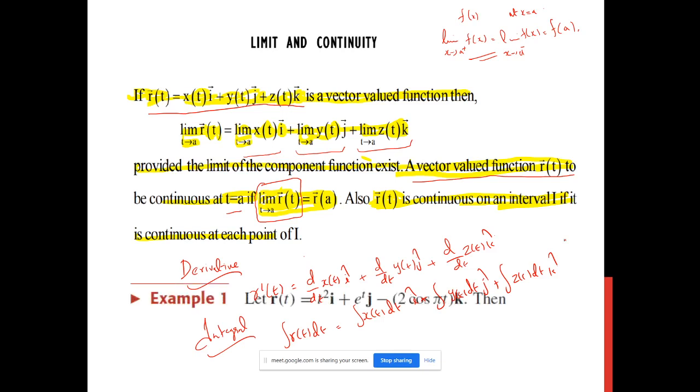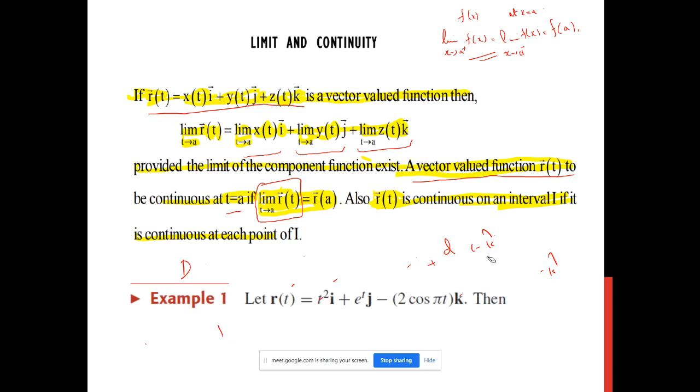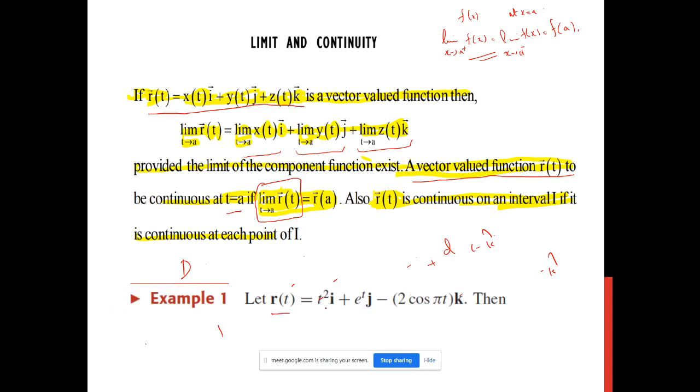Okay. So let me take an example. So let me clear this. So now we will do a few examples. So example, let r of t is equal to t square i plus e raised to t j minus 2 cos pi t k.